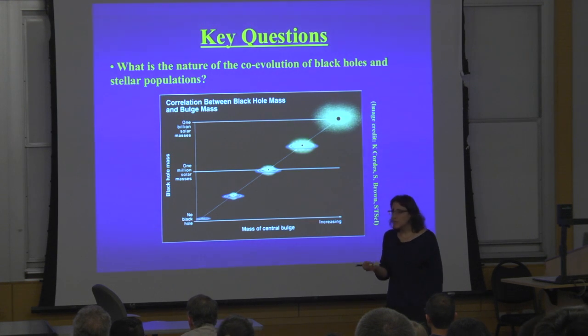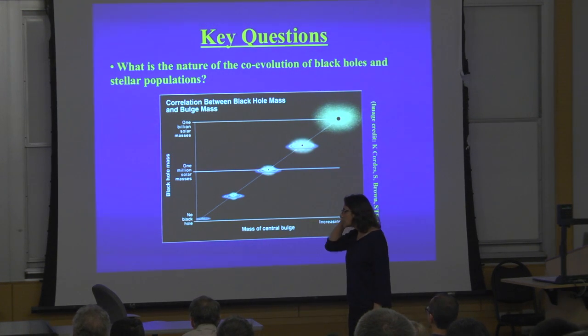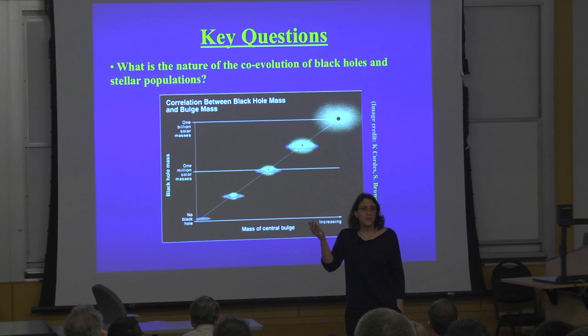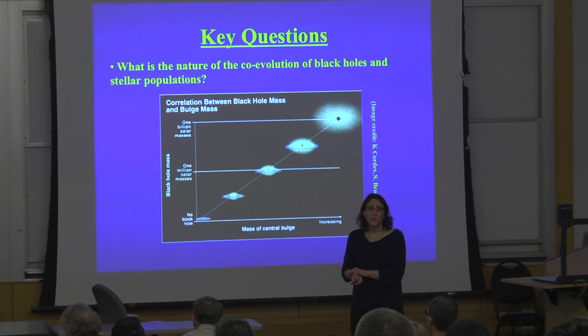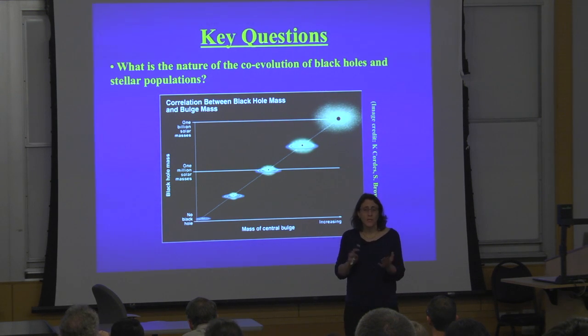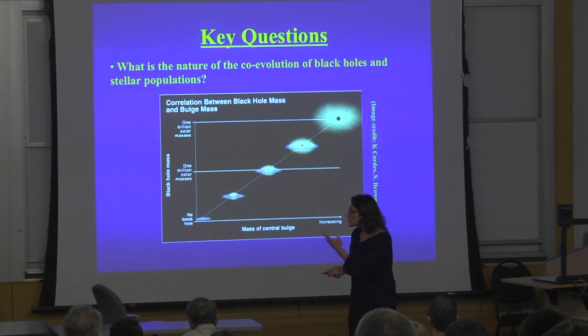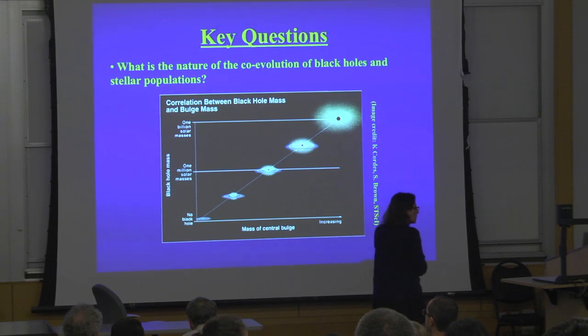Okay, the gravitational sphere of influence for these black holes will be basically 3 orders of magnitude smaller than the scale of the whole galaxy itself. So the question is, why do these masses seem to know so much about each other? Okay, and so the question is, is there some kind of feedback between the formation of the black hole and the formation of the galaxy itself? And this is something that's a very active area of research.